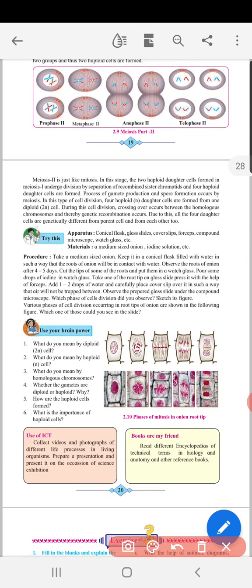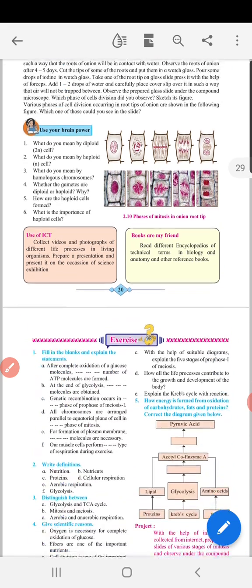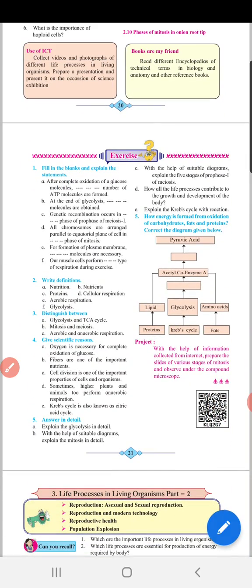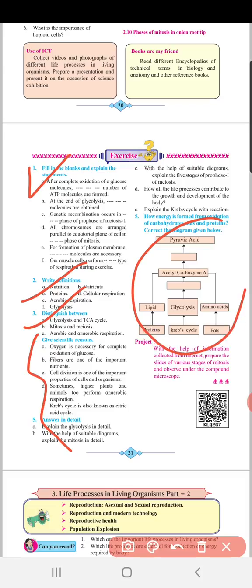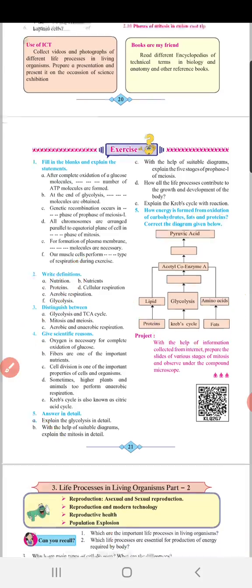This type of diagram was asked to you last time, so have a practice of this as well. Then all the exercise questions: filling the blanks, definitions. Filling the blanks is a way to ask you a multiple choice question. Apart from the chapter, the MCQ can come also from the filling the blanks. Distinguish between, give reason, answer in detail, this kind of tree diagram.